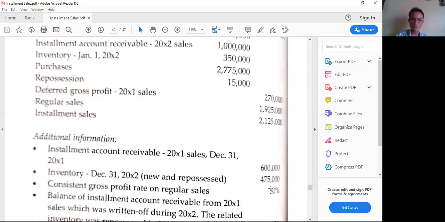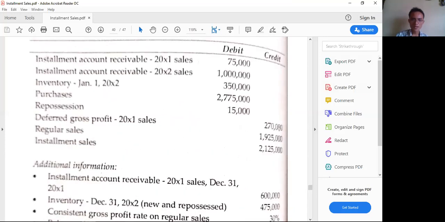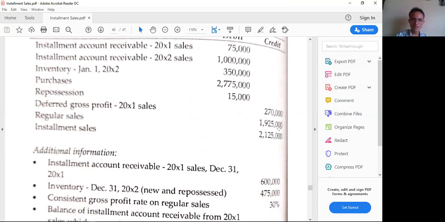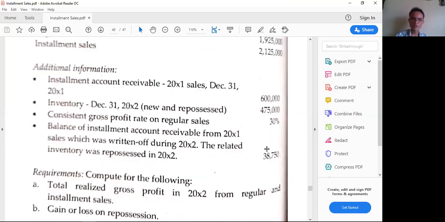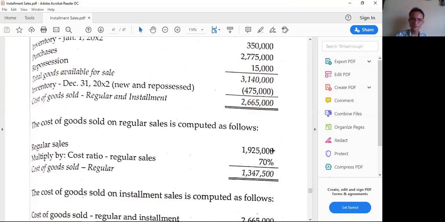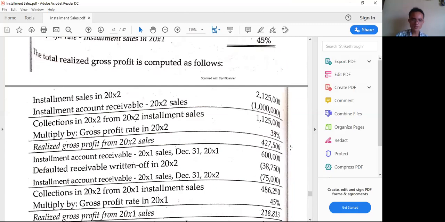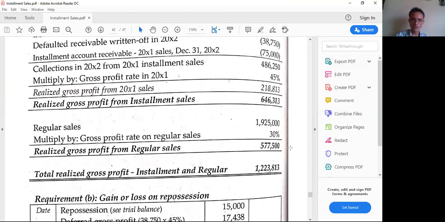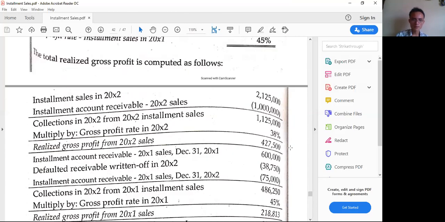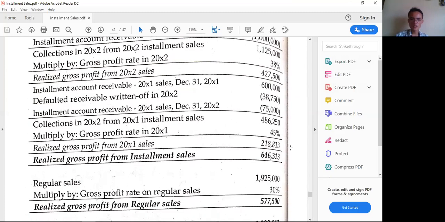If you look at the problem, here is the deferred. And what about the installment AR beginning? That is here, 600,000. It's given also. So we get 45%. Now we can do the computations. This is quite long, but then we can just subdivide.